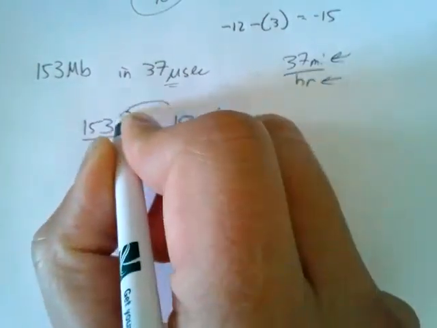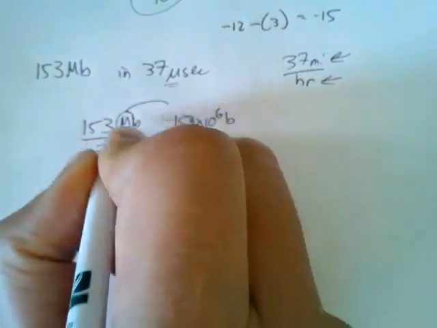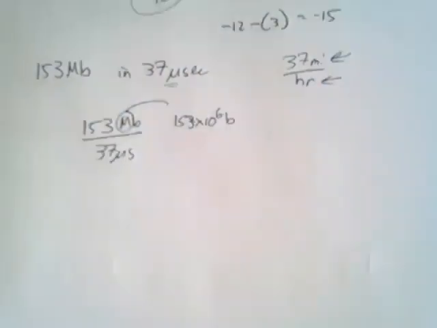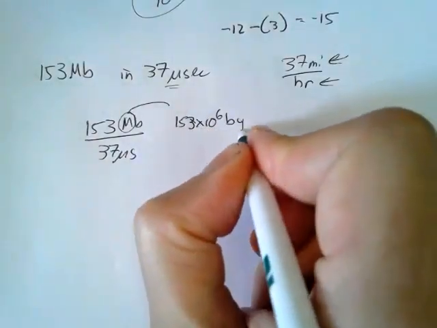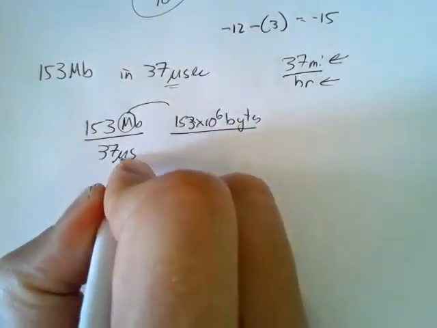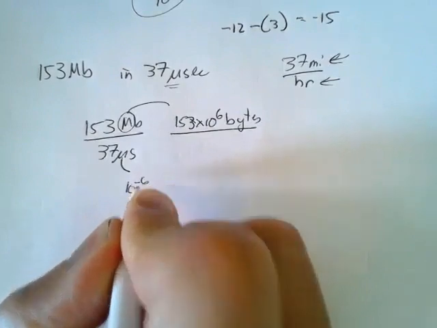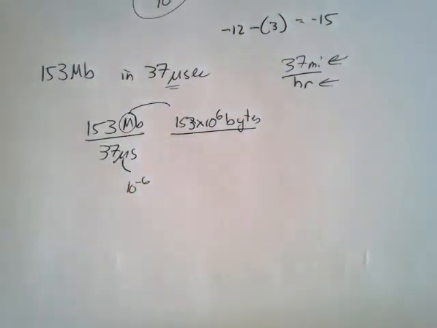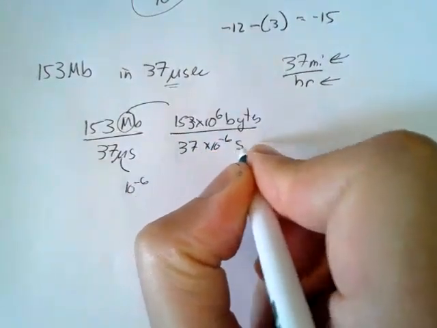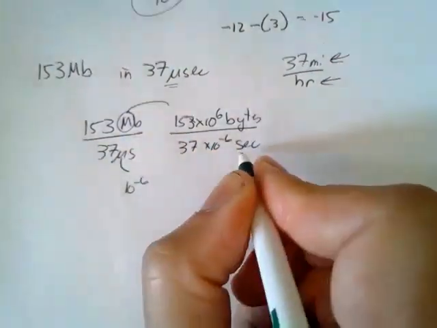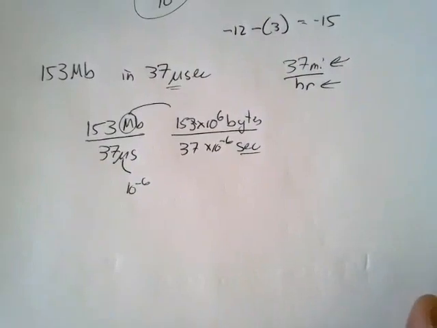the times 10 to the 6th for the capital M. So again, notice we're like surgically removing it, sticking in times 10 to the 6th in its place, and then we'd still have bytes. We're going to do the same thing here. Micro is 10 to the minus 6. And we'd get 37 times 10 to the minus 6 seconds. The micro drops and the seconds remains.